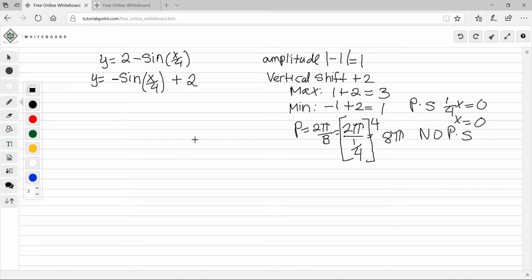Okay, so we get 8 pi. So to find our critical points, you take the period, which is 8 pi, and you divide it by 4, so you get 2 pi. So let's graph it.